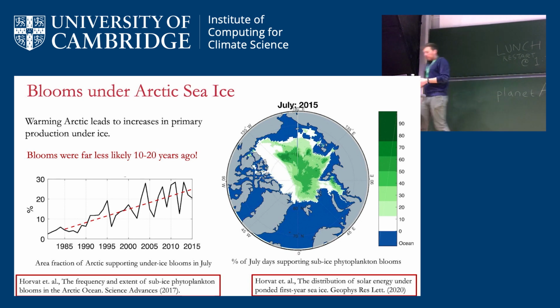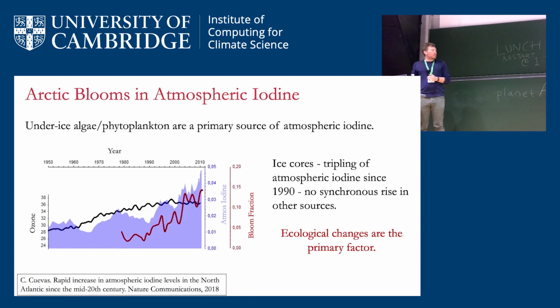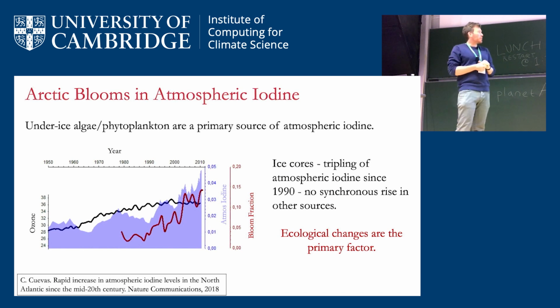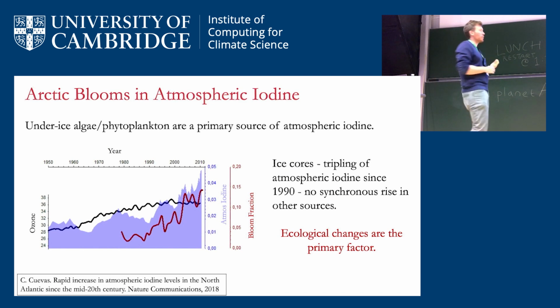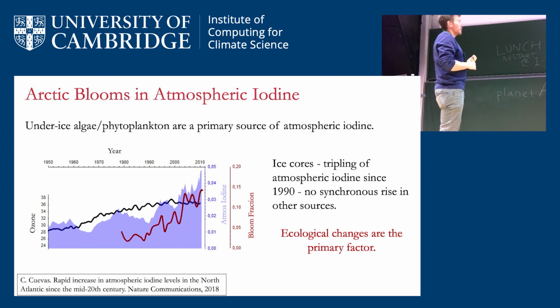There's evidence for this not just in our modeling and observational studies, but in observations of other chemical proxies, like atmospheric iodine, which is a byproduct of photosynthesis, especially photosynthesis in the upper ocean. And so in the past 40 years or so, there's been a massive increase in the levels of atmospheric iodine recorded in Greenland ice cores, which haven't had any other synchronous increases in, say, anthropogenic sources. And so the blame goes fully to changes to the under ice ecology.